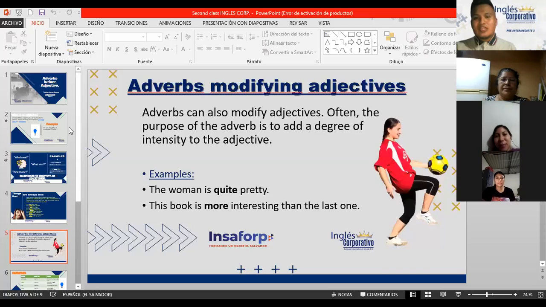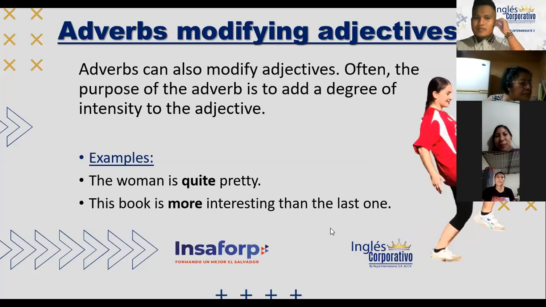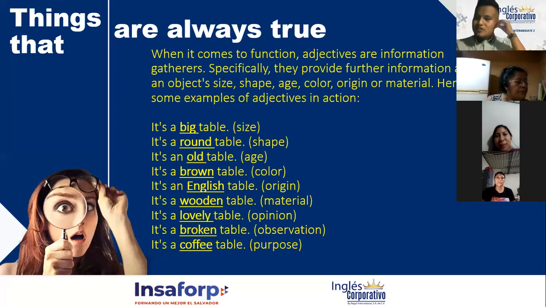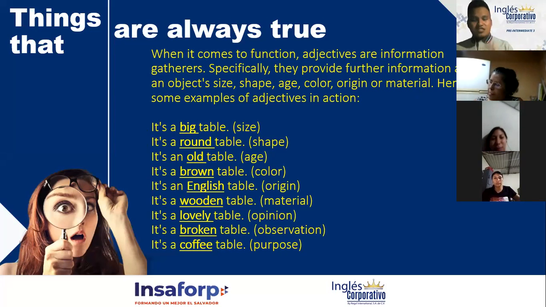So I was explaining to you the part of this part. Let me see. This part, right? So I was telling you a little bit about the adjectives. Adjectives are always providing you further information about object size, shape, age, color, origin, or material. And there we have some examples where adjectives are acting. In the first one, as we can see there, we have it's a big table. And we are talking there about the size of the table.